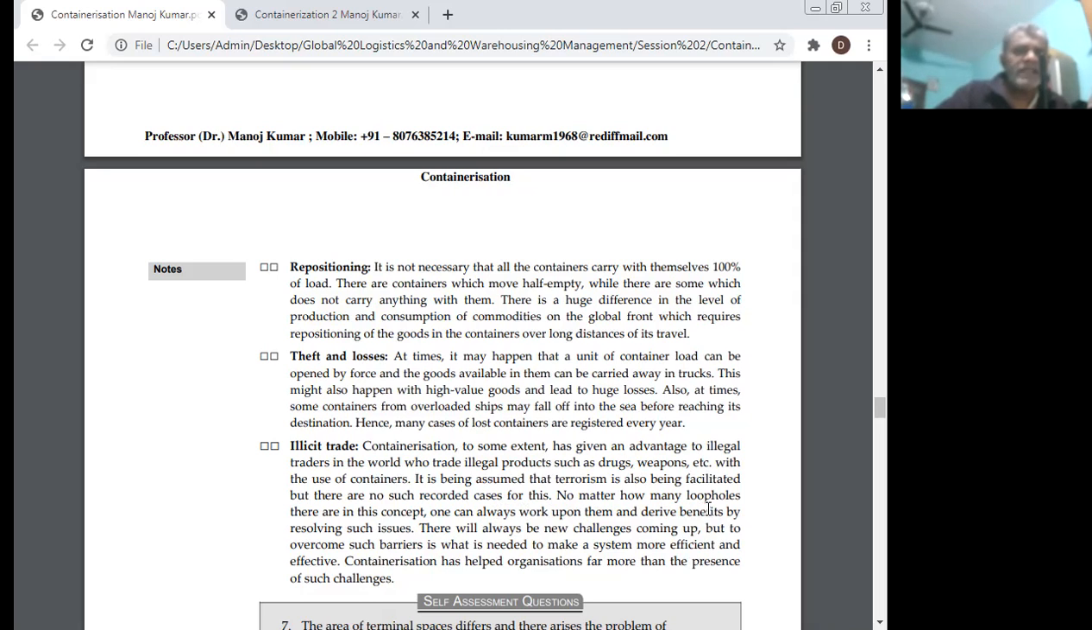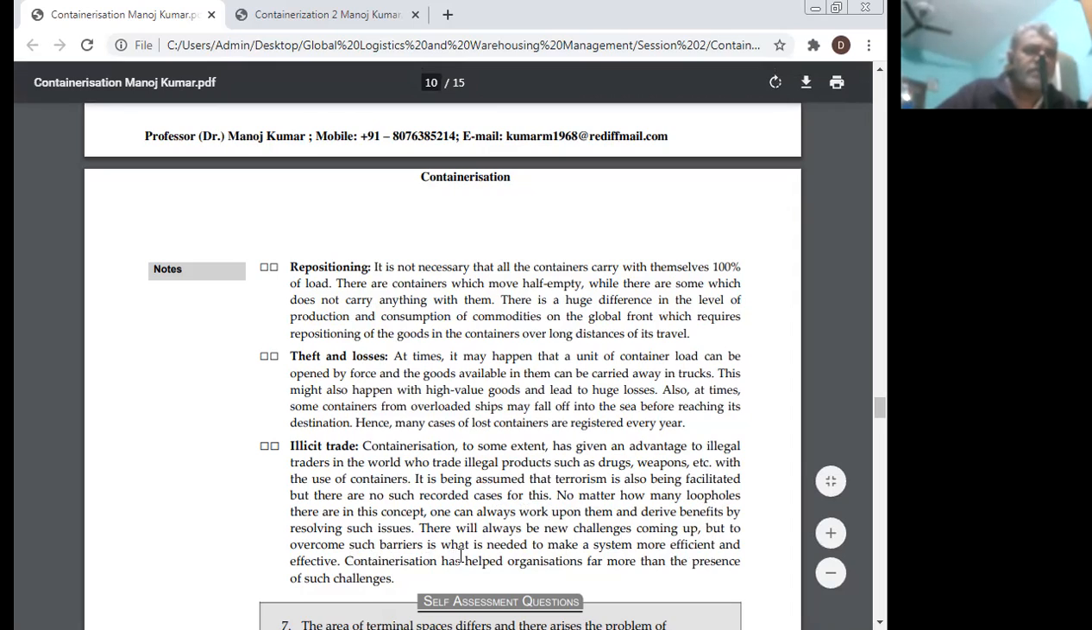No matter how many loopholes there are in this concept, one can always work upon them and derive benefits by resolving such issues. There will always be new challenges coming back, but to overcome such barriers is what is needed to make a system more efficient and effective. Containerization has helped organizations far more than the presence of such challenges.